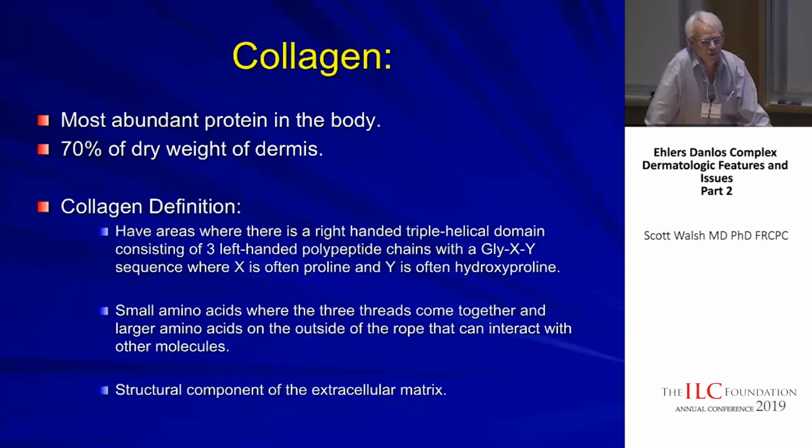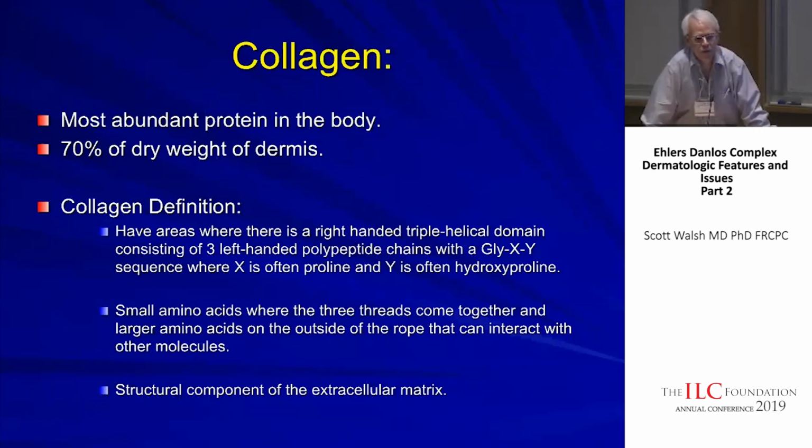So collagen is the most abundant protein in the body, and 70% of our skin is collagen. In order to get these 3 threads or ropes to go around each other, it requires a particular sequence of amino acids, so that in the center of each, where they come together, it's a very small amino acid. Outside, it's a very large amino acid. And this helps the collagen molecule to bind to other things, because the big molecules are on the outside of the triple helix.